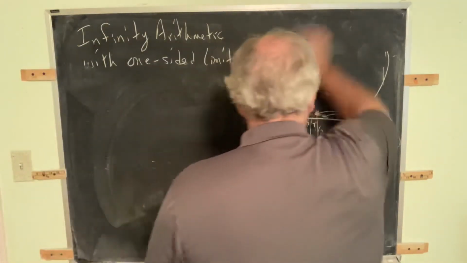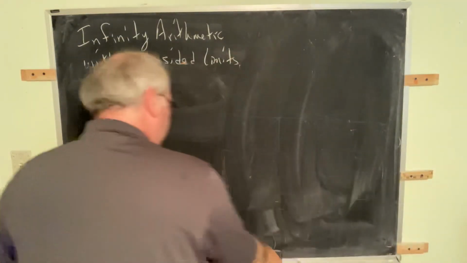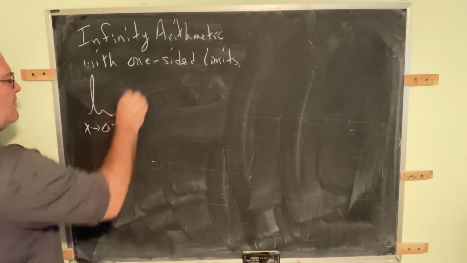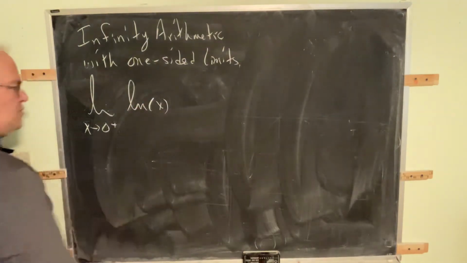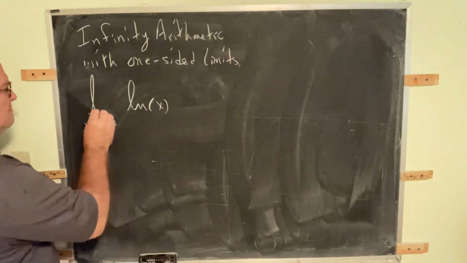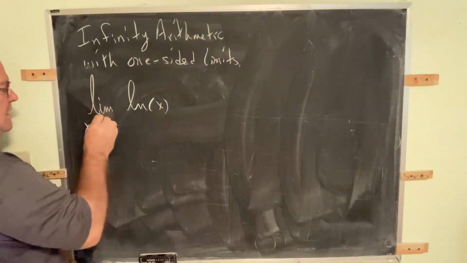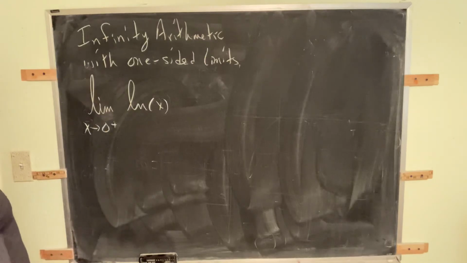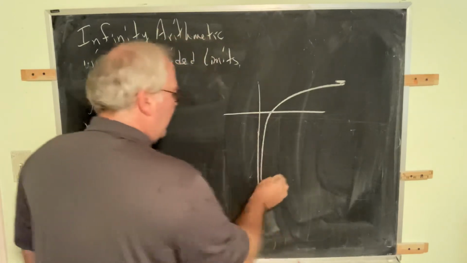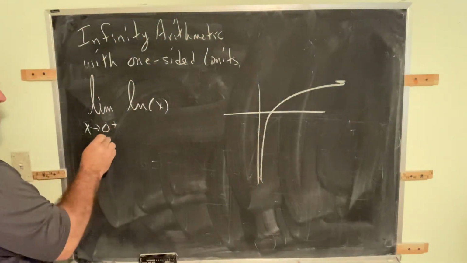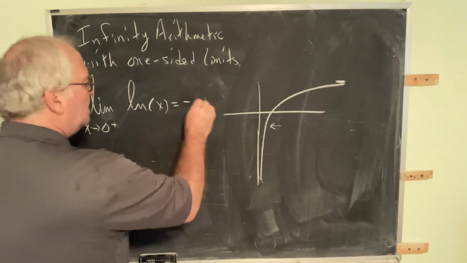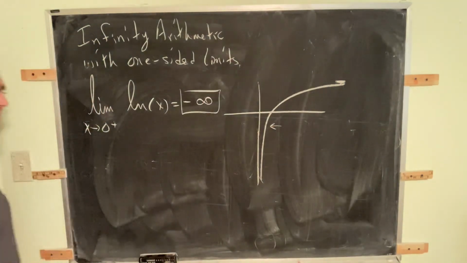There's one in particular that is convenient to have in mind, and that's the natural log. Now I have to be careful here with my bad writing. This is the limit of the log. Now we know what the natural log function looks like. And as you approach 0 from the right, the natural log function recedes down the y-axis.